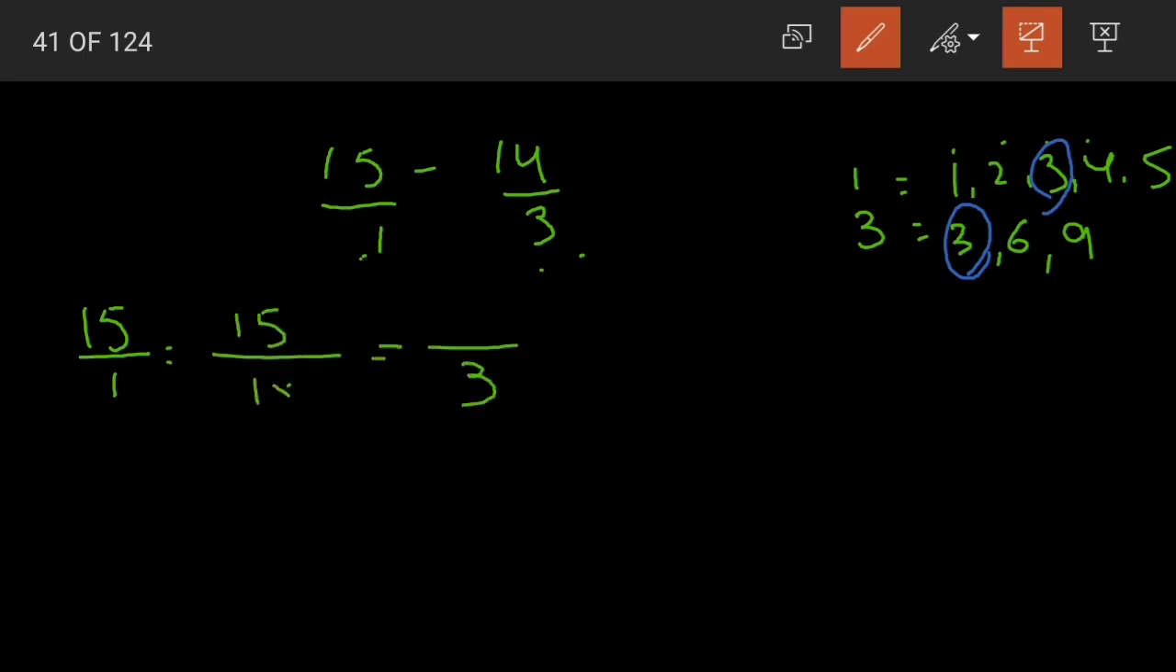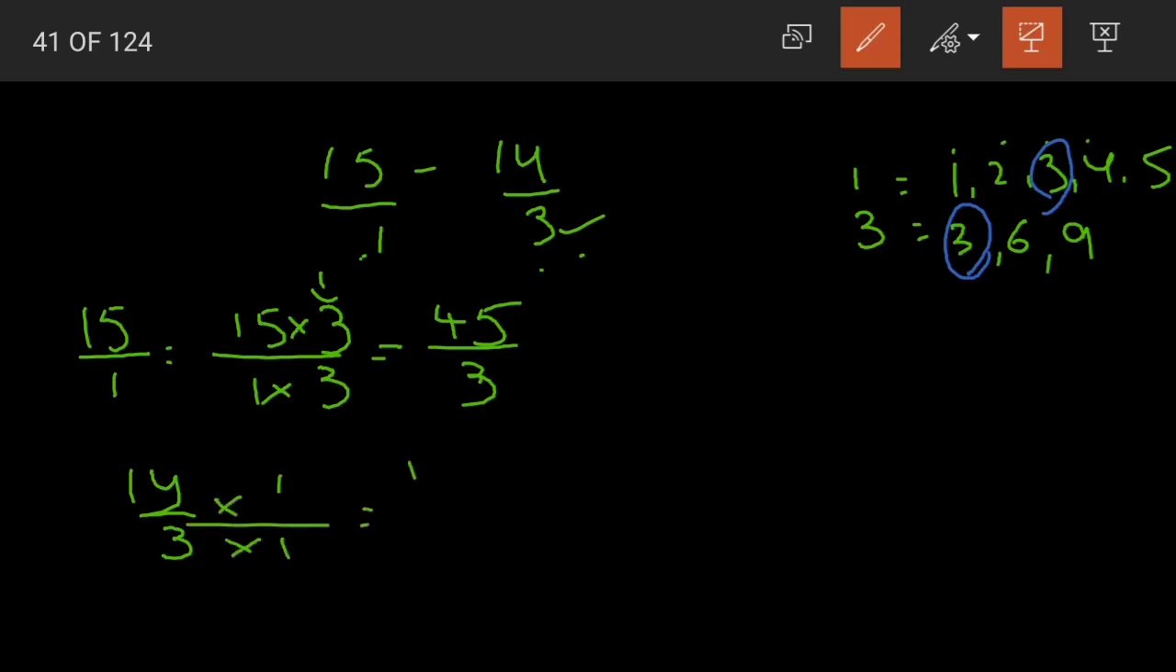Now how will we get 3 here? We are having 1. 1 into 3 is equal to 3. So in the same way 15 into 3 is equal to 45. We need to multiply the numerator also with the same number, children. 14 by 3 is already having 3 as the denominator, so we can leave it simply as it is, or write 14 into 1 by 3 into 1.